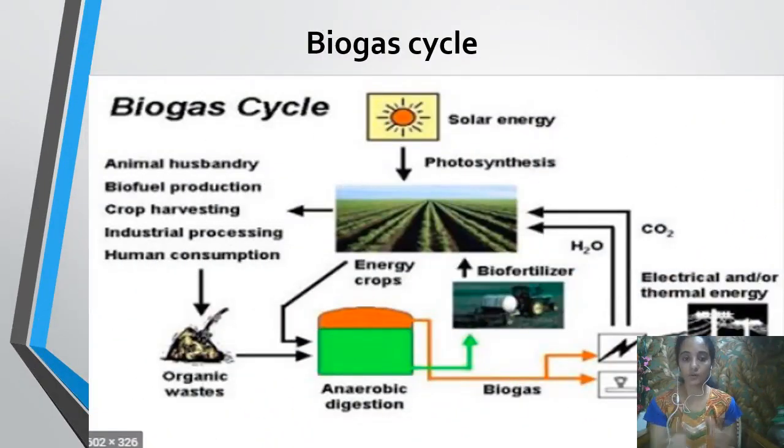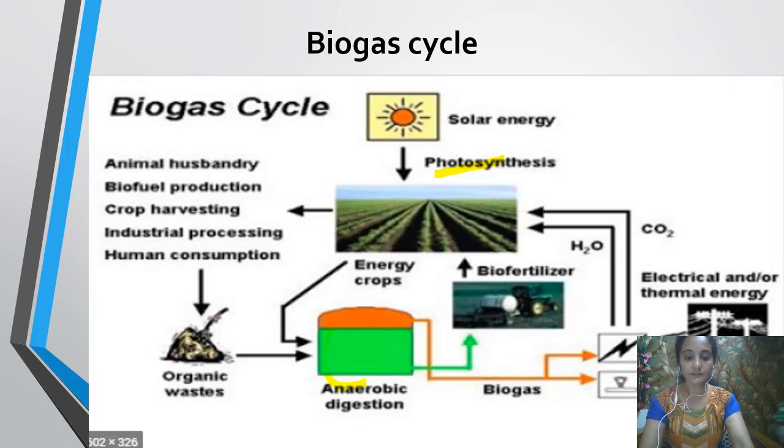This is the overall look of a biogas cycle. We can see here solar energy, it's showing it in the form of a cycle. Like solar energy is here, then photosynthesis, then plants have been produced, and all the waste material that has been produced is input into this one.